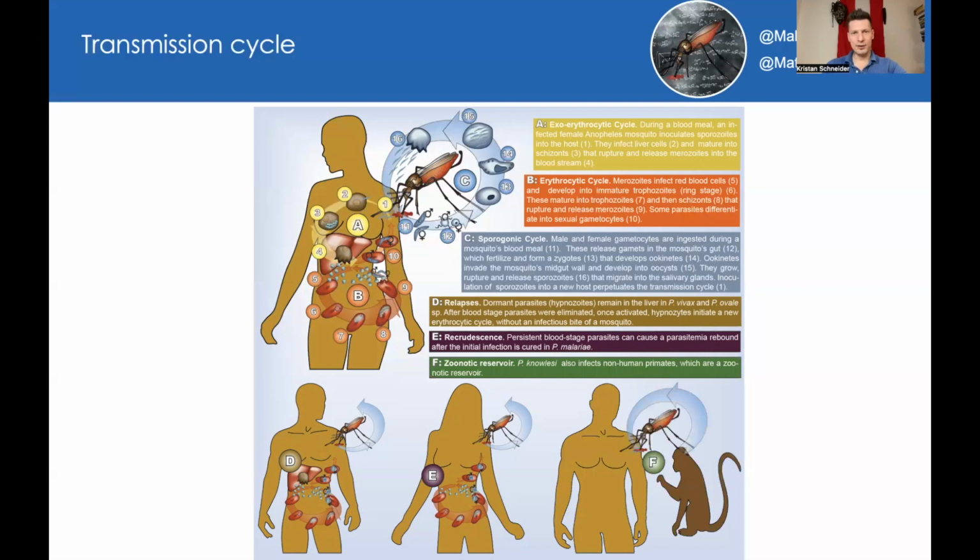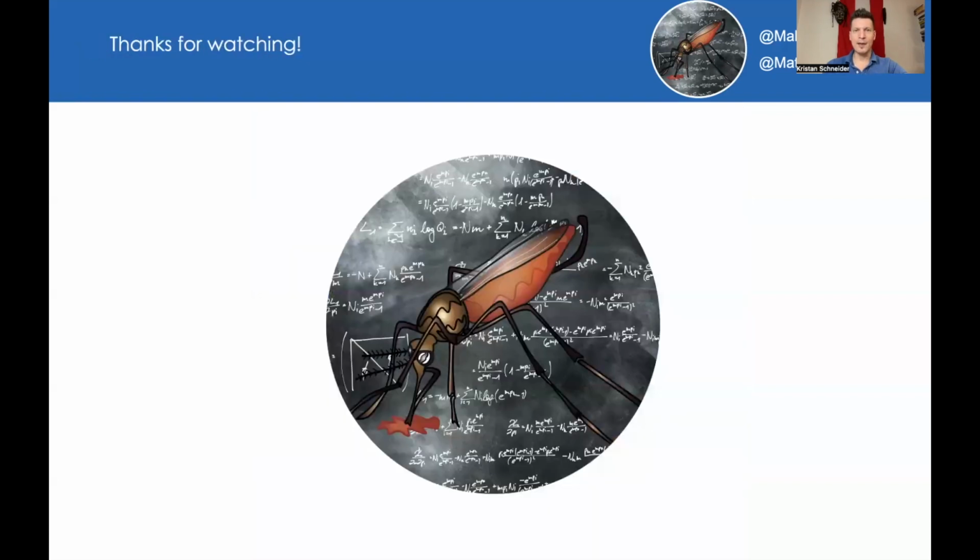A distinct feature of Plasmodium knowlesi is that it has a non-human primate transmission reservoir. So transmission does not just occur between mosquito and humans, but also between mosquitoes and non-human primates. This concludes how transmission in malaria works.